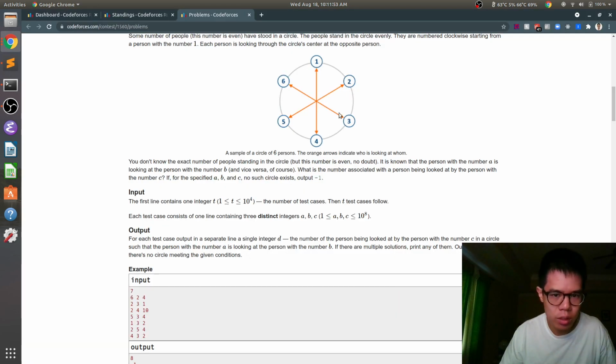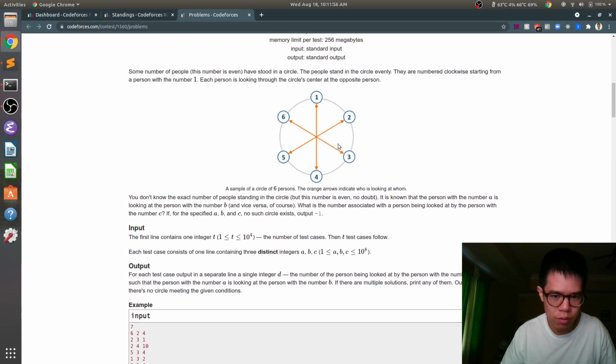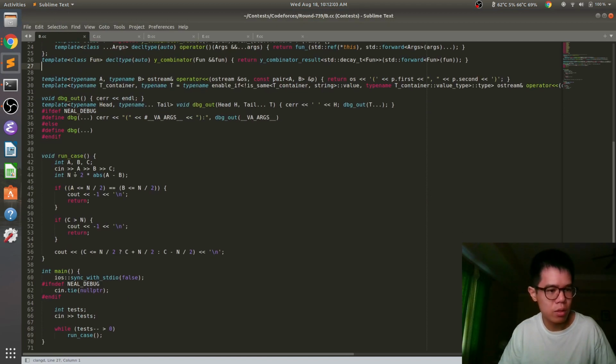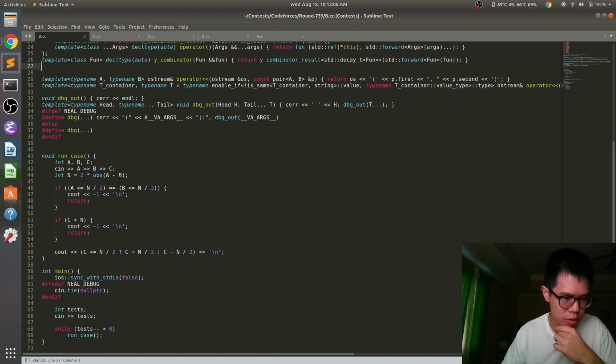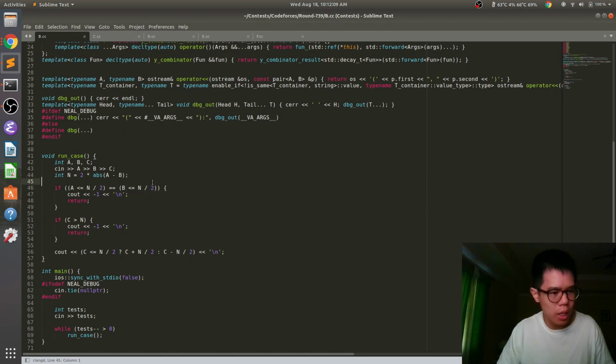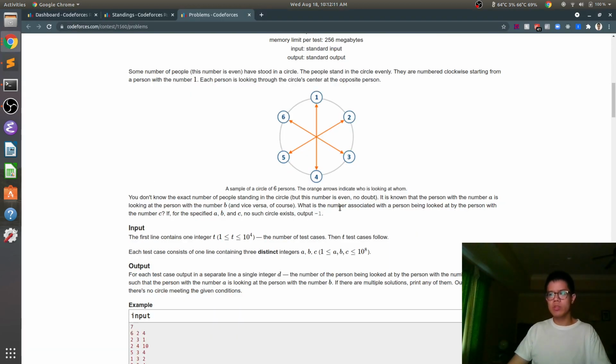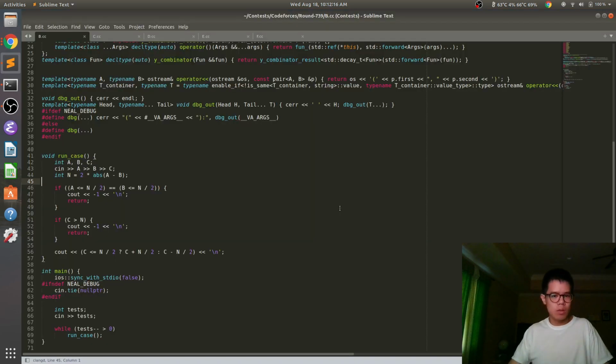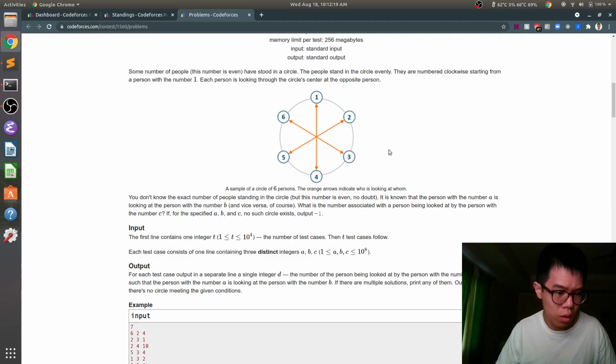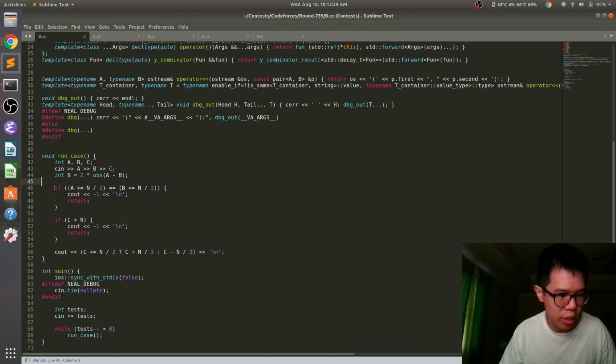Okay, so basically what we notice is that, for example, 1 and 4, 2 and 5, 3 and 6, their difference is always the same, and it's always n over 2. So we can kind of pull n from that. So we take n equals 2 times the absolute value of A minus B. And we also need to check that basically one of A and B is between 1 and n over 2, and one of them is between n over 2 and n. And yeah, we just check that here.